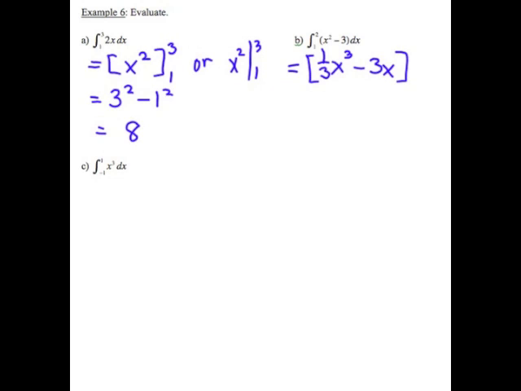Notice that we haven't added a constant. That's not necessary when we're working with definite integrals because in fact when we subtract, the two constants would cancel out. Our bounds of integration go here, that's a 1 and a 2, and it signifies that we're going to sub in a 2 and sub in a 1 and subtract the results.